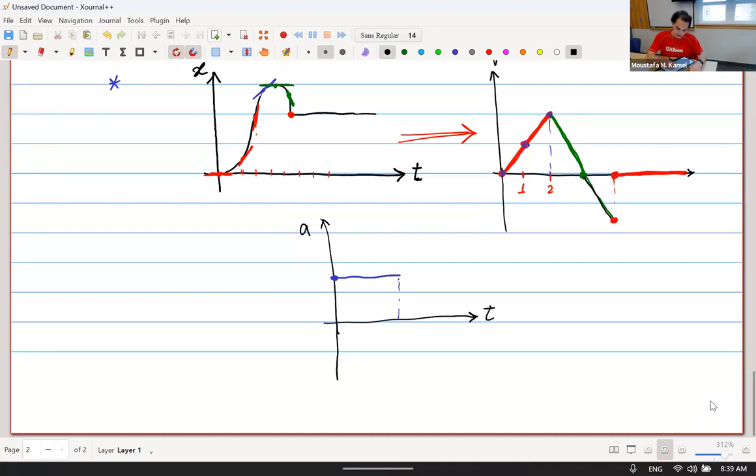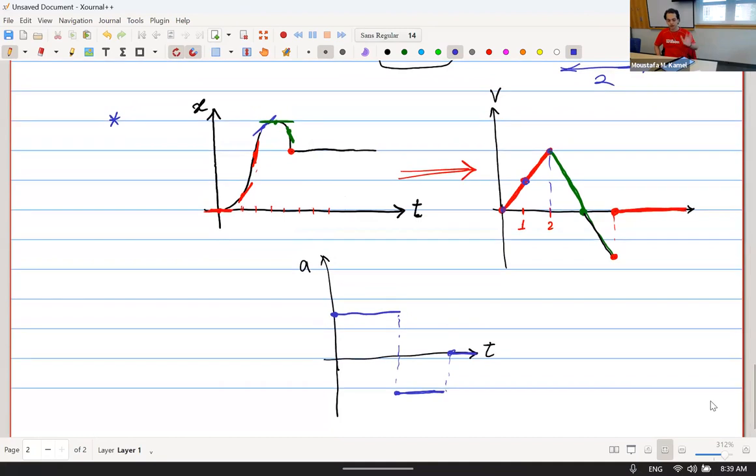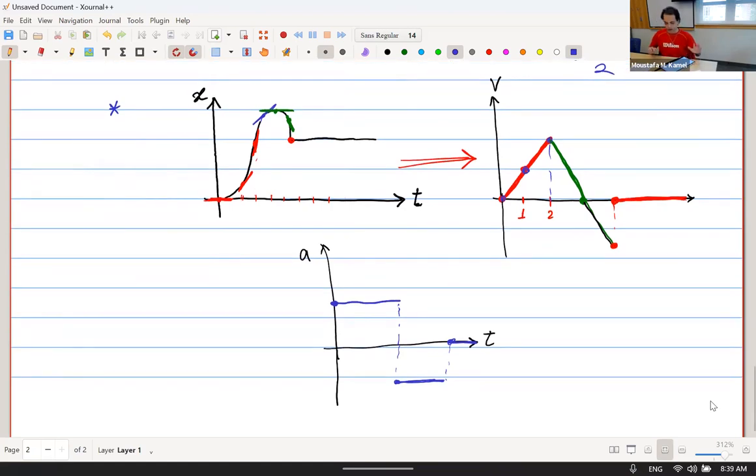Then we have negative slope, so that must mean the acceleration changed direction. And then we have 0 velocity, which means acceleration is 0. So that will be the corresponding acceleration versus time graph. This is probably the hardest thing you will see in kinematics. It requires a little bit of practice, but you will get better on it over time.